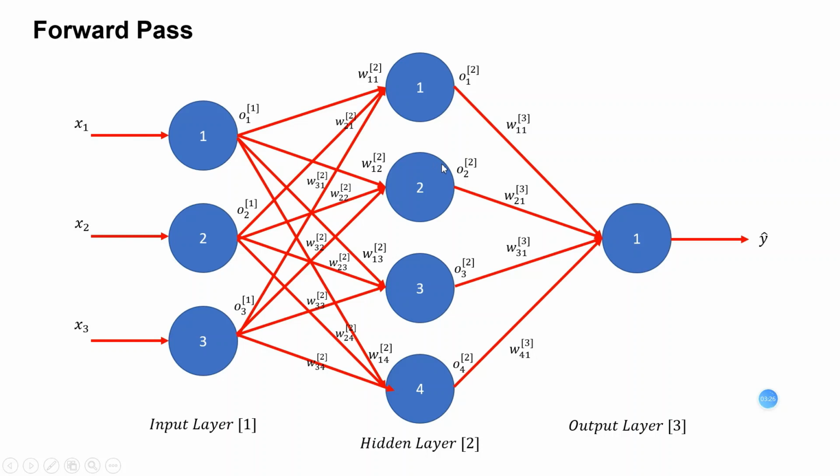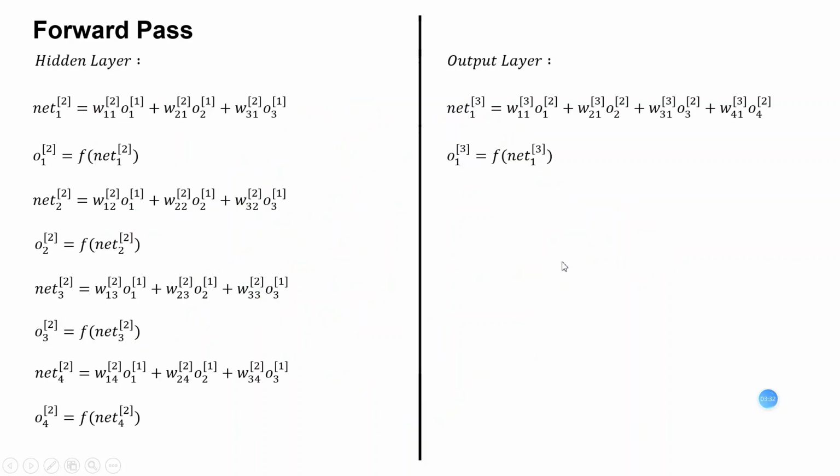O1, O2, O3 for each layer mean the output of each layer, and the output of each layer is equal to F of net 1 of the hidden layer. This is about the forward pass. The same applies for output 2, output 3, and output 4 of the hidden layer. This is how to calculate the output and the net.